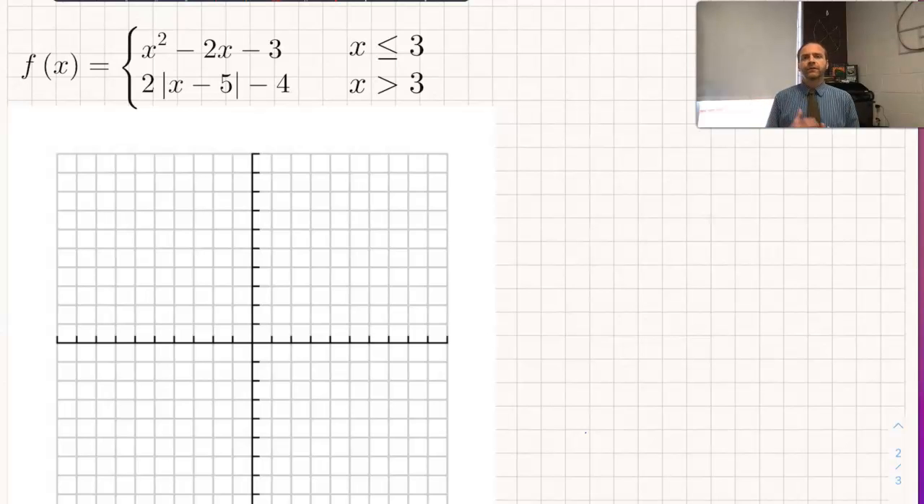Mr. Ainsworth here, and we're going to be looking at piecewise functions, how to graph them, how to find the domain, the range, and determine if it is a continuous function or not. And so for this example, we have two functions.